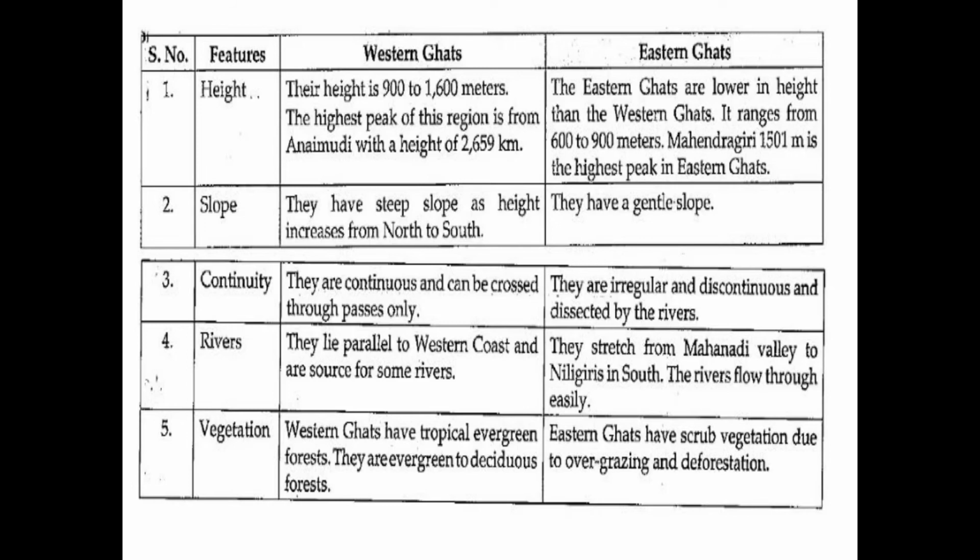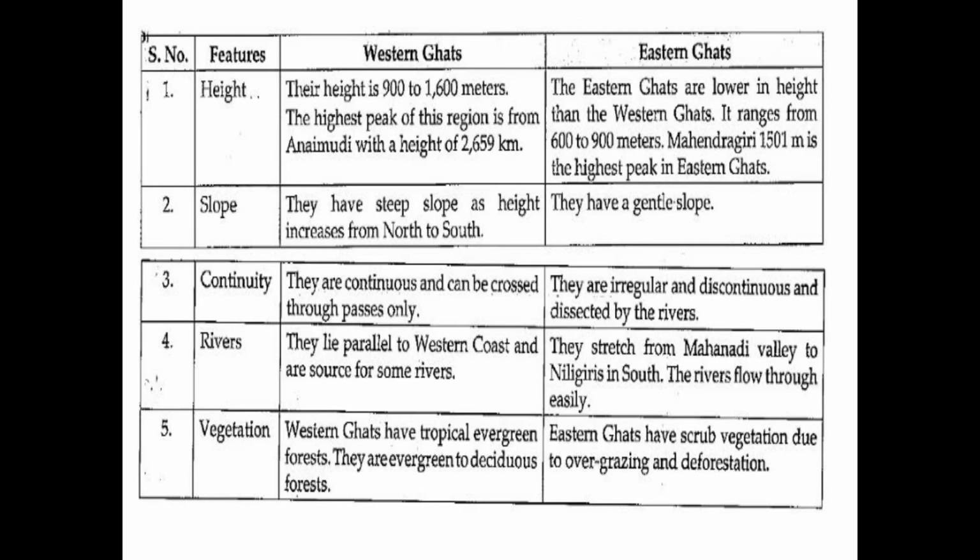Then comes slope. Western Ghats have steep slope as height increases from north to south, and Eastern Ghats have gentle slope. Continuity: Western Ghats are continuous and can be crossed through passes only, and Eastern Ghats are irregular and discontinuous and dissected by the rivers. Next comes rivers. Western Ghats lie parallel to the western coast and are source for some rivers. And Eastern Ghats stretch from Mahanadi Valley to Nilgiris in the south. The rivers flow through easily.